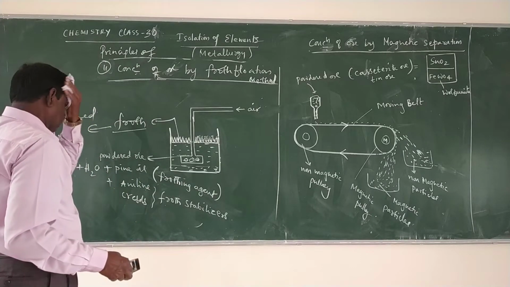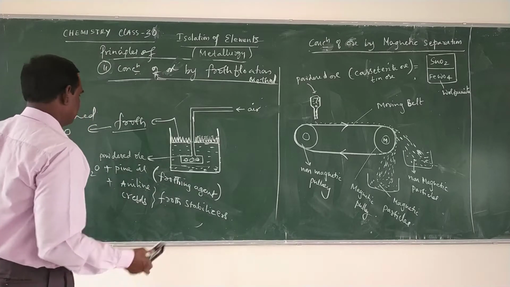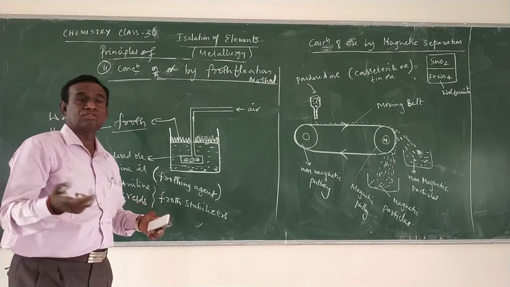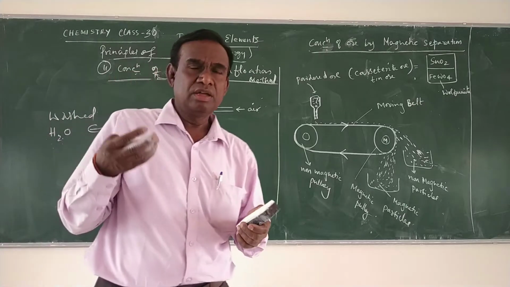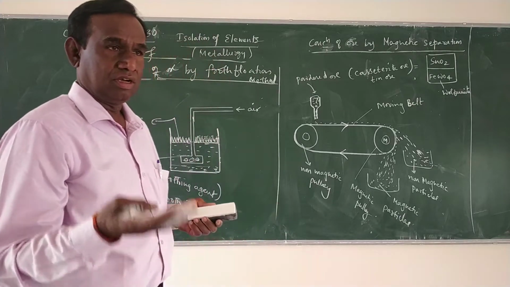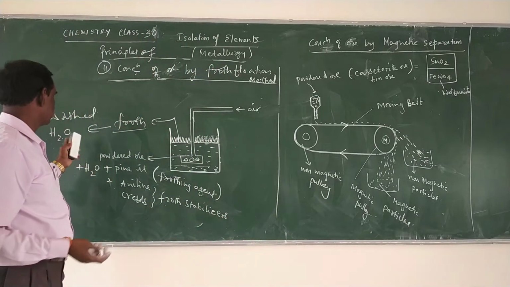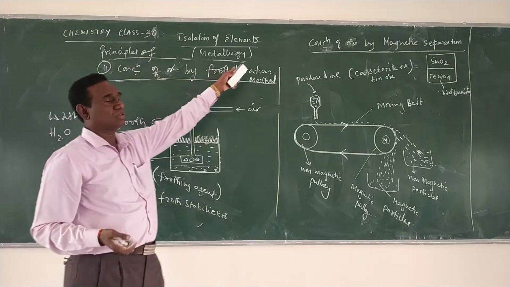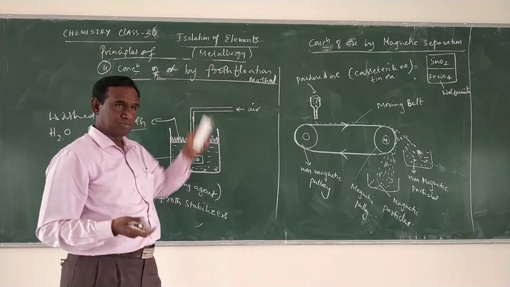Now, what is the example for this? The extraction of copper from copper pyrites. The copper pyrites ore is concentrated by this process, which is called concentration of the ore by the froth flotation method. Let me explain it again.